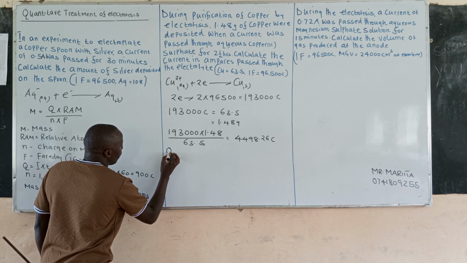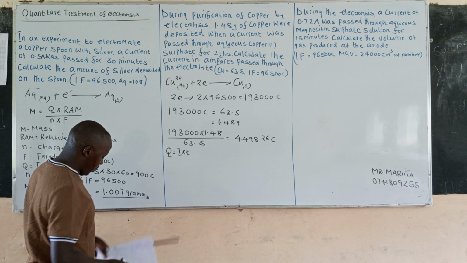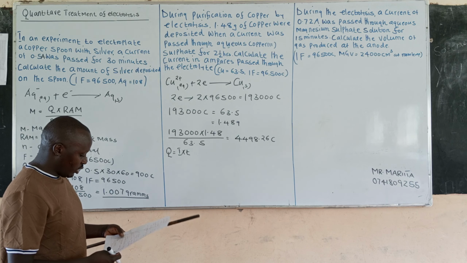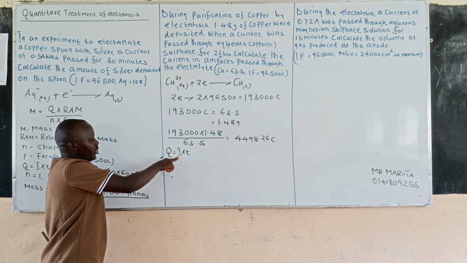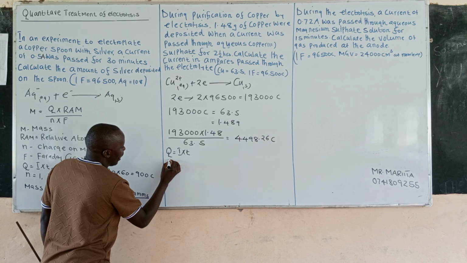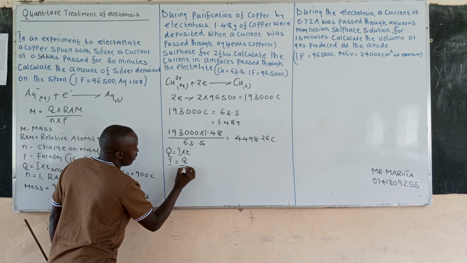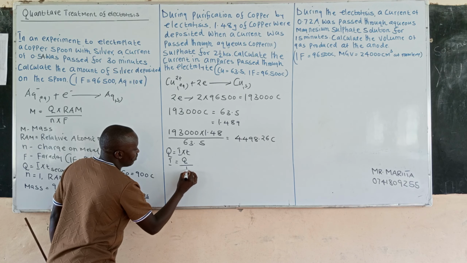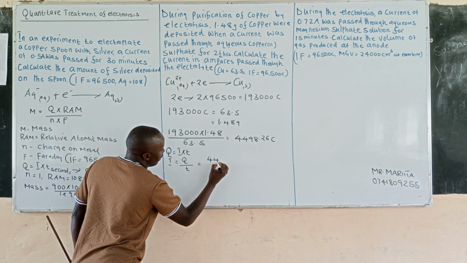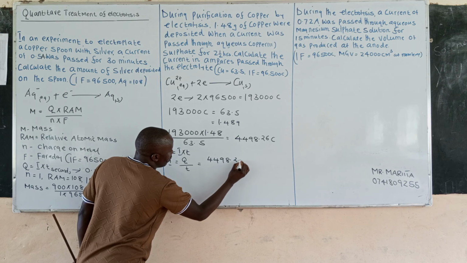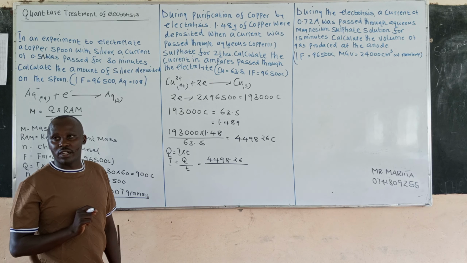We need to calculate our current. Q is equal to I times T. Because now we are looking for the current, we can say that the current is equal to Q, the quantity of electricity, divided by time. So we have this quantity here as 4498.26. Then we have time, which we have been given as 2.5 hours.